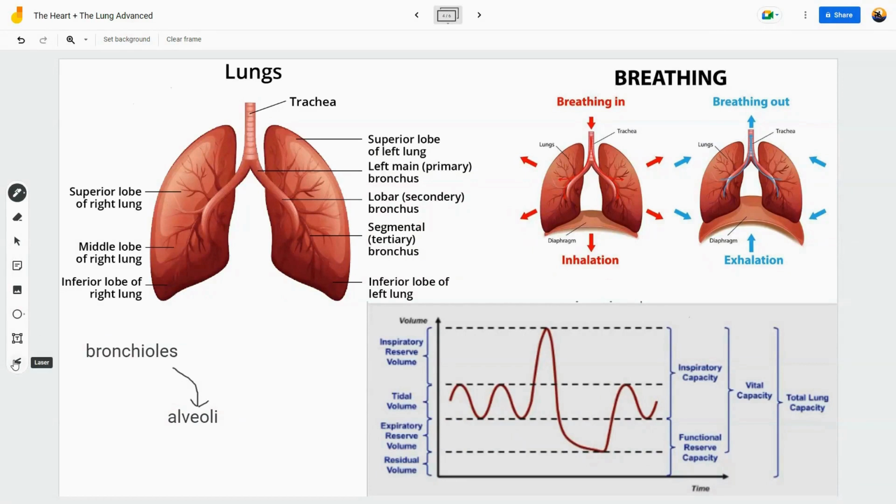The diaphragm, rib cage, and intercostal muscles work together to move air in and out of the lung.